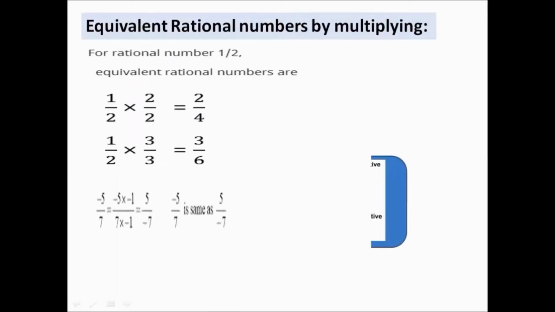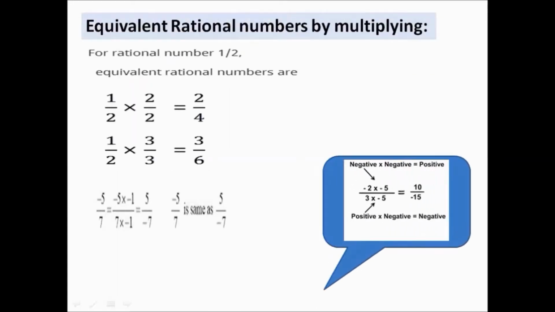Here is an example. Let's find the equivalent rational numbers of 1 by 2. The rational number 1 by 2 is multiplied by a non-zero integer. Let's take 2. So, the number 1 by 2 is multiplied by 2 by 2. So, we get 2 by 4. The same way, the numerator and denominators are multiplied by 3 by 3, and we get 3 by 6. Here 2 by 4 and 3 by 6 are the equivalent rational numbers of 1 by 2.